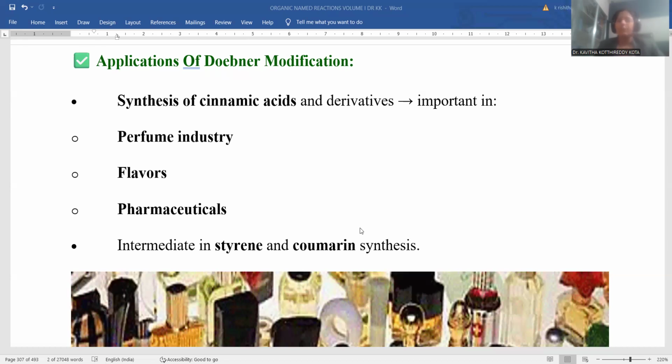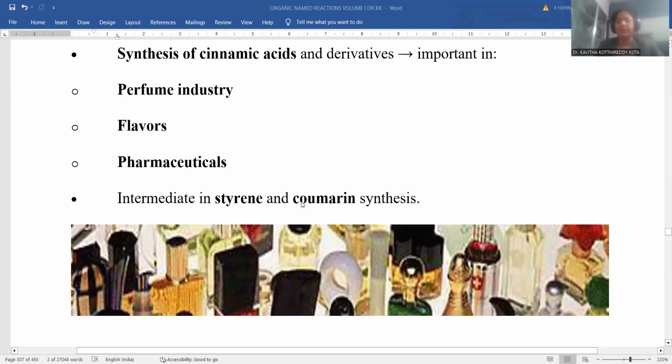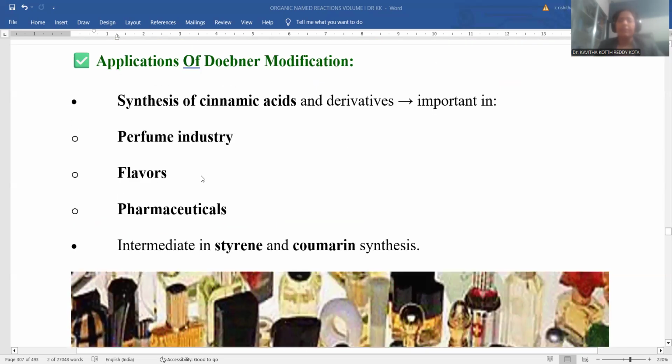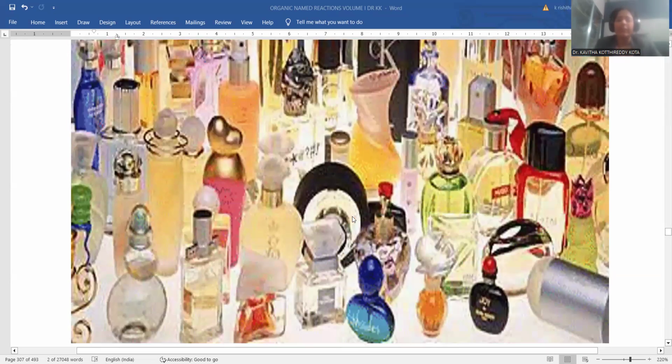So this is the way multiple applications pertain to this Doebner modification, so it is a significant reaction in the field of synthetic organic chemistry. These are the kind of perfumes you can notice that have a fragrance tendency because of this. Perfumery manufacturing is taken as an application for this Doebner modification reaction.